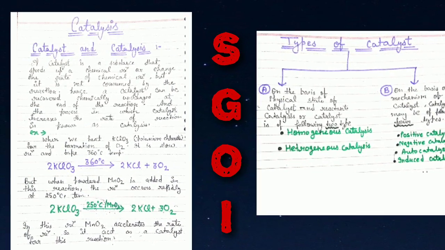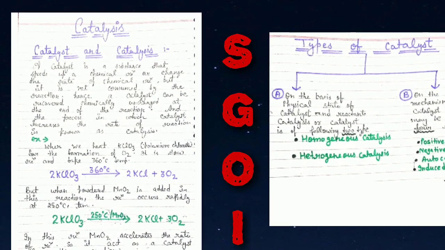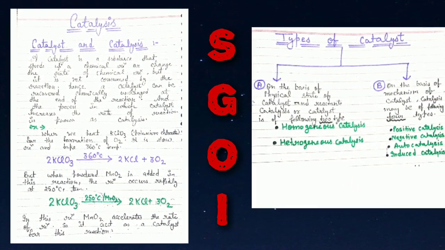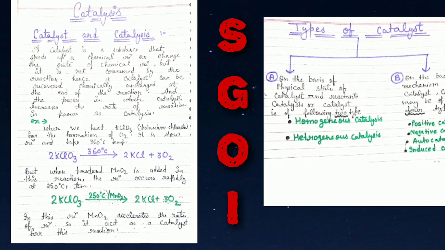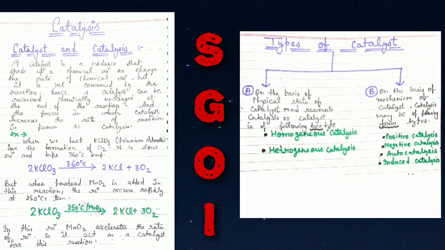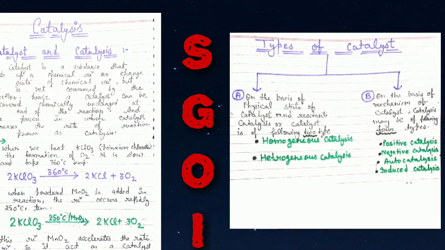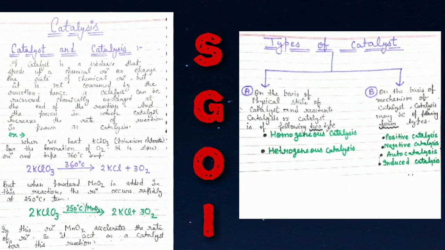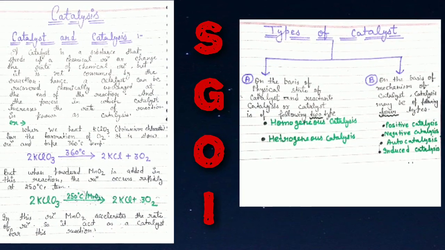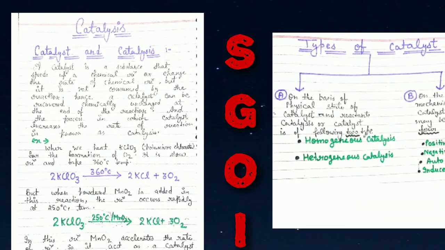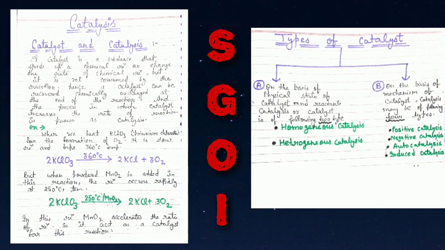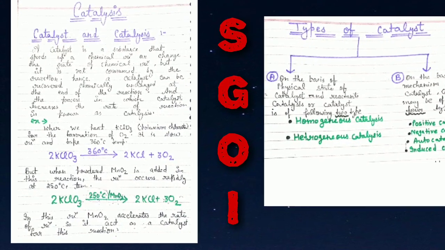There are several examples here. For example, formation of ammonia by Haber's process, oxidation of sulfur dioxide. So in those reactions in which the catalyst increases the rate of reaction, that particular chemical compound is known as a positive catalyst and the phenomenon is known as positive catalysis. Now next is negative catalyst. Negative catalyst is just opposite to positive catalyst. Positive catalyst increases the rate of reaction, so negative catalysts are those catalysts which decrease the rate of reaction.